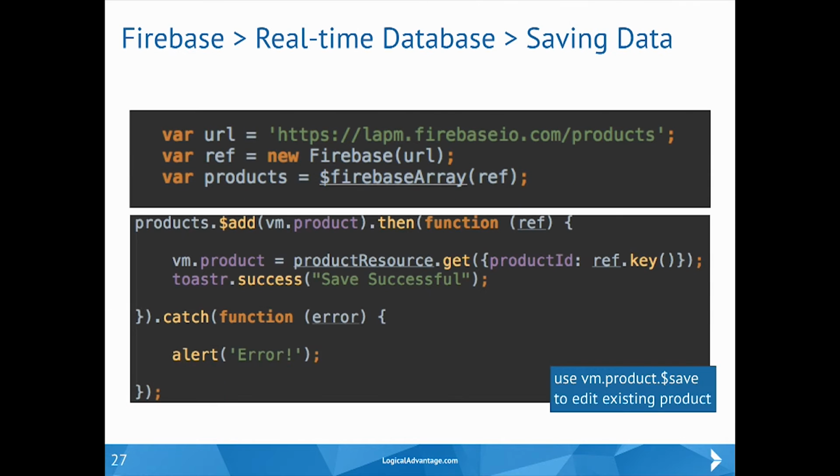And here's saving data. So if I wanted to add a new product to that, I would just use $add, and that returns a promise object. And then you get your reference back if you want to, and then it saves it. And you can also use vm.product.save to edit an existing product. That's it. That's how easy it is to get up and going with this.